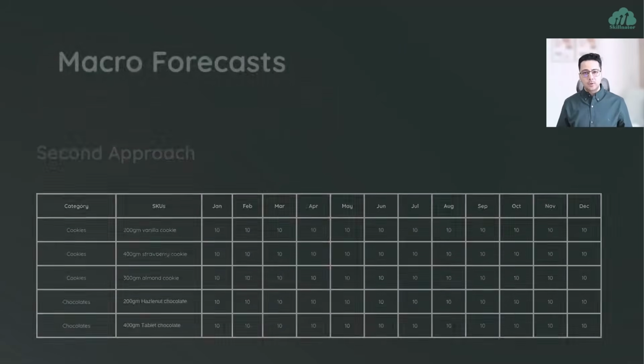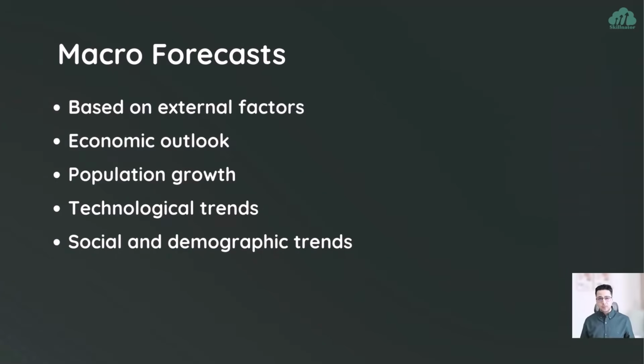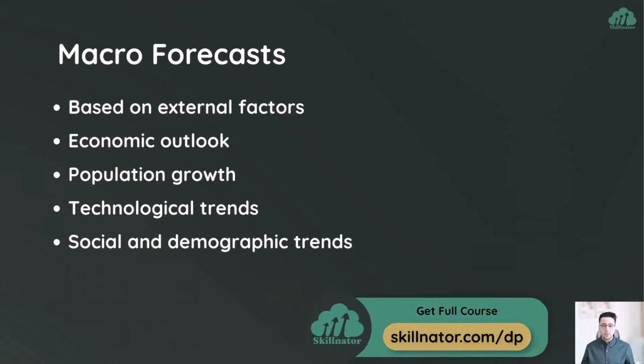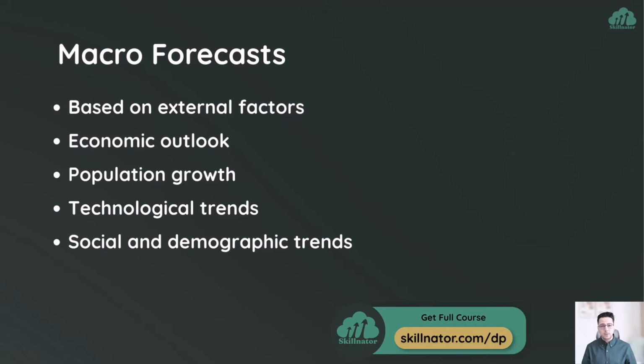Macro forecasts are usually formed by looking at the external environment in which the business operates. For example, population growth, inflation rates, economic outlook, technological and social trends. For example, if the population of a country is expected to grow by 5%, the leadership and marketing team of the company might expect the total company sales to grow by a similar magnitude. This is a macro-level forecast.